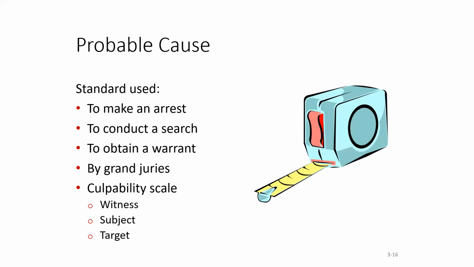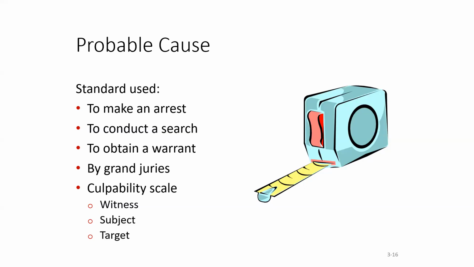So underlying any arrest or warrant or search is probable cause. Probable cause is kind of the standard that law enforcement has to have in order to make an arrest or conduct a search or obtain a warrant. It's also the term that the grand jury uses when they believe that a crime has been committed.